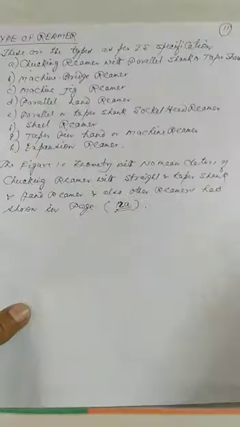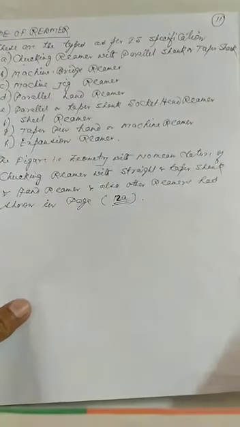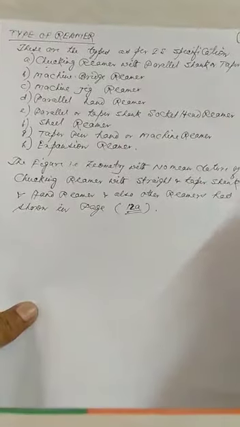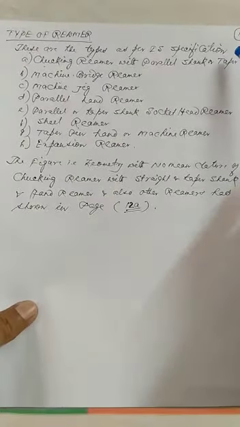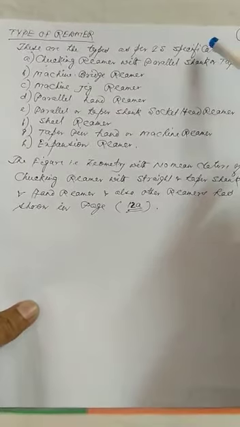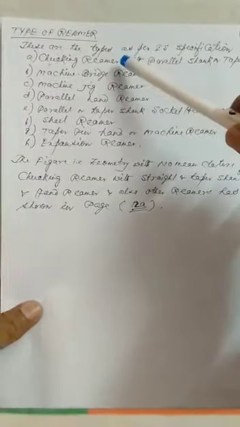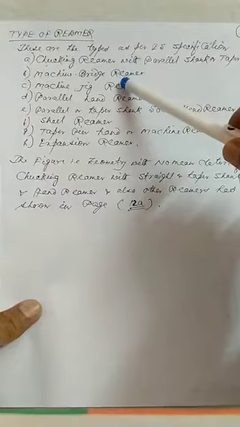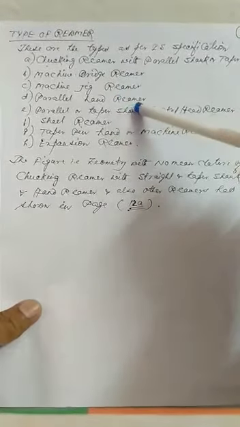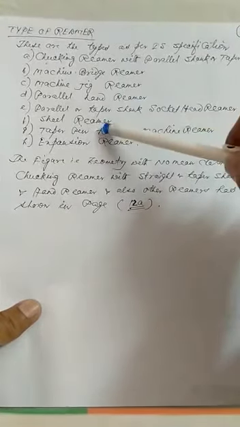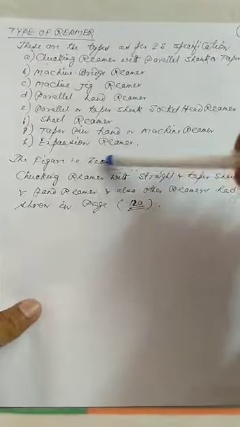Next I am coming to types of reamer. A reamer is a tool which finishes the drilled hole which I have drilled previously. As per IS specification, there are different types of reamer. Number one is chucking reamer with parallel shank. Then machine bridge reamer. Third is machine jig reamer, parallel head reamer, parallel taper shank reamer, shell reamer, taper pin head reamer, expansion reamer.